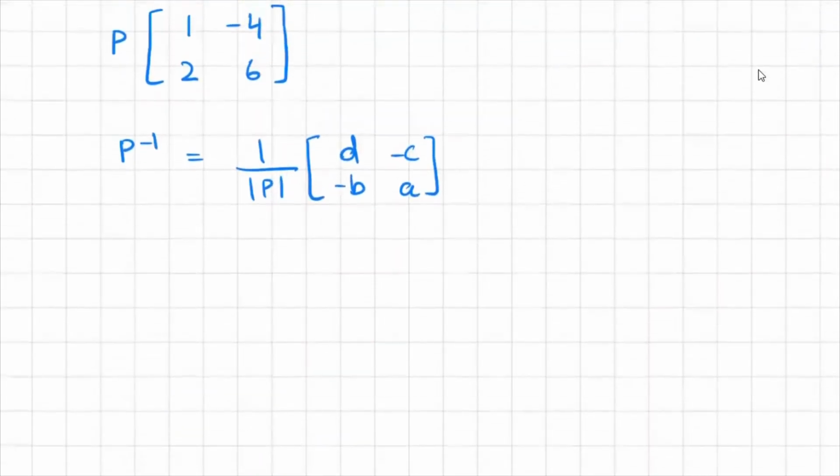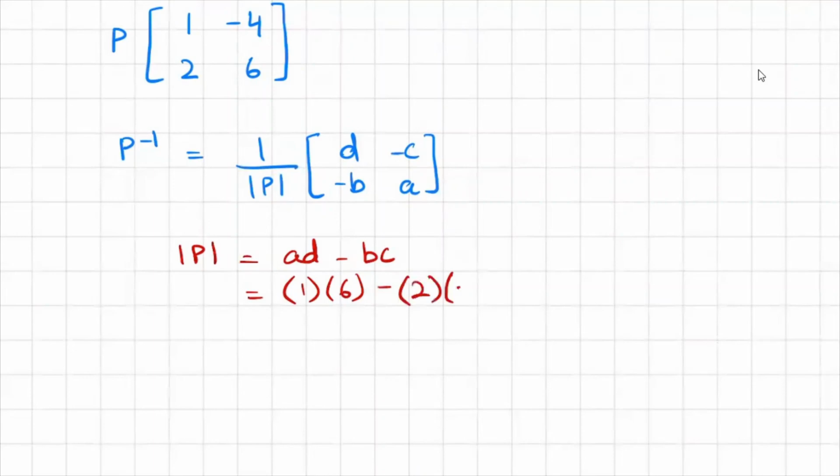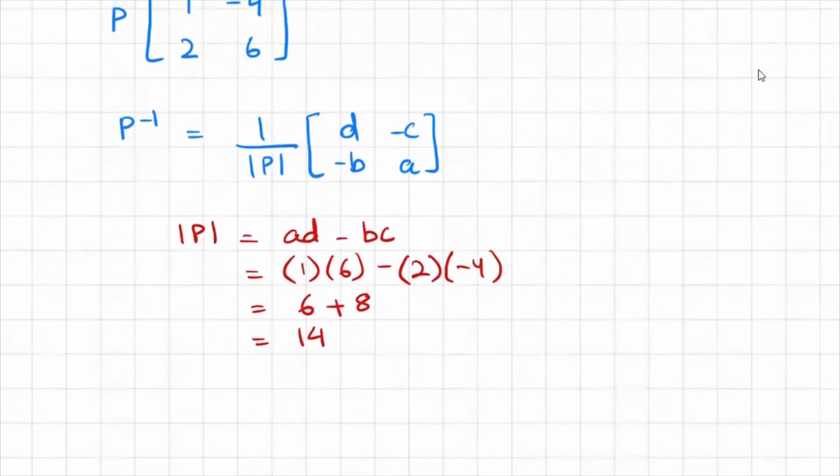The determinant would be AD minus BC. So AD, which is 1 times 6. I'm finding the determinant, let me write it down. AD minus BC: 1 times 6 minus B, which is 2, times C, which is minus 4. Let's simplify this. 1 times 6 is 6, minus minus is a plus, 2 times 4 is 8. So 6 plus 8 is 14. This is my determinant.